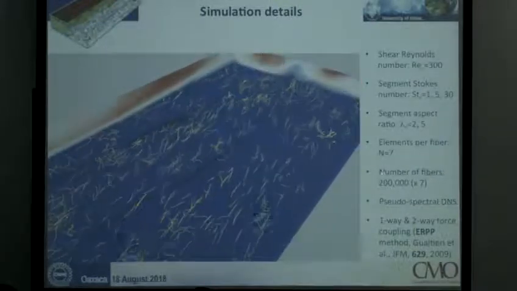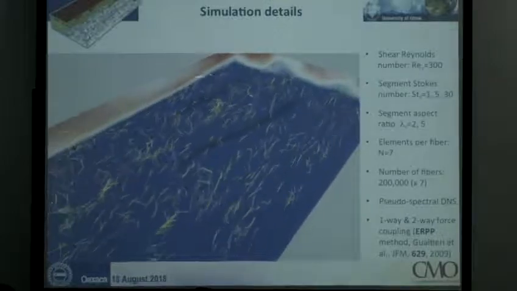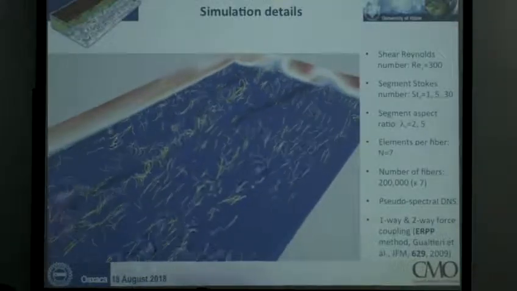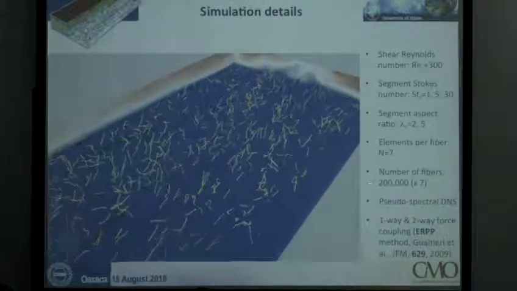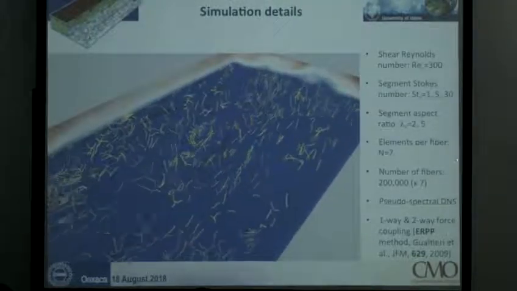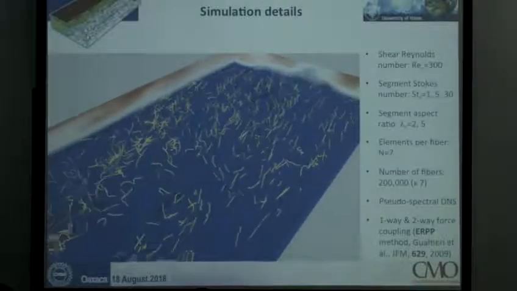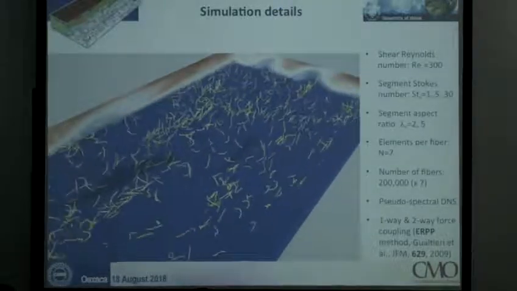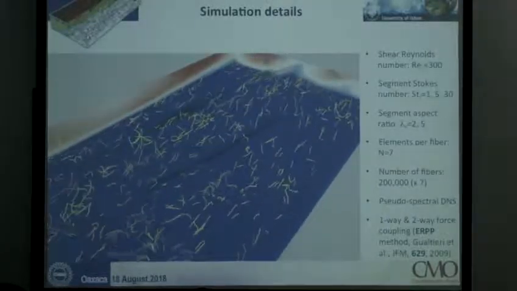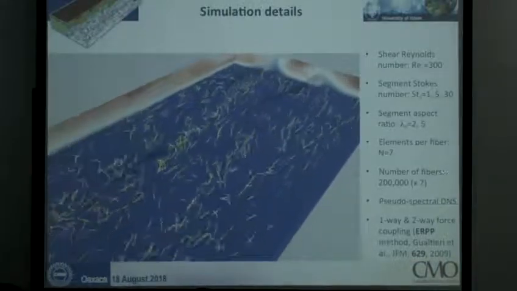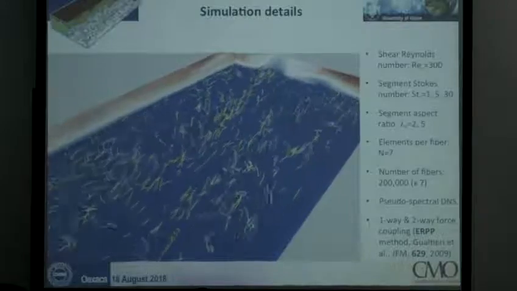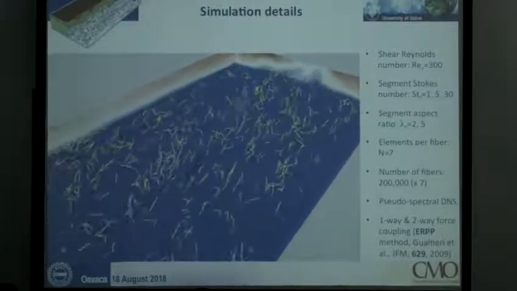So here we are focusing in the near-wall region, so you can have an idea of what our model provides in terms of dynamics of the fibers where they're close to the wall. Each fiber is composed of 7 segments or elements, and the statistics and observables that I will describe are converged with respect to this number of elements. So a larger number of elements would not change the statistics.